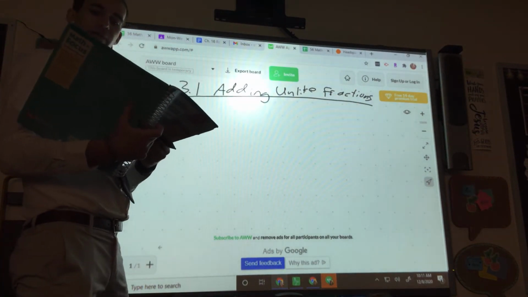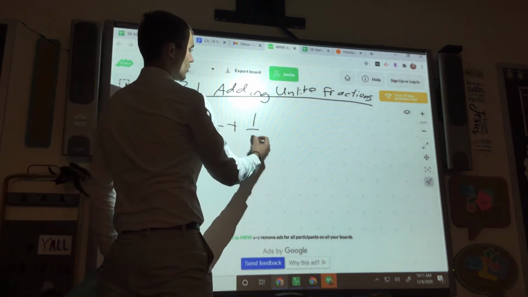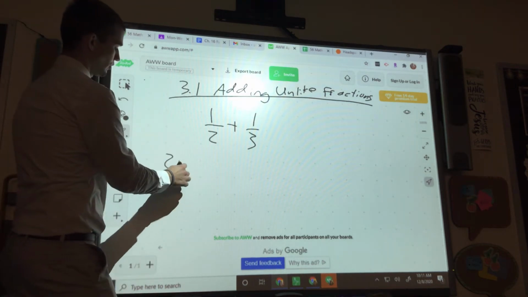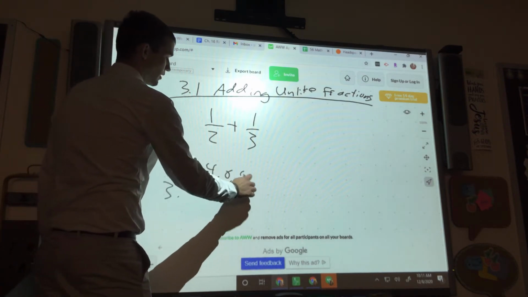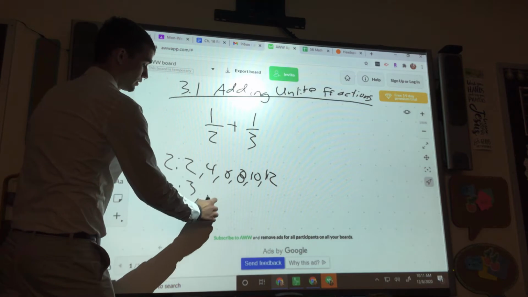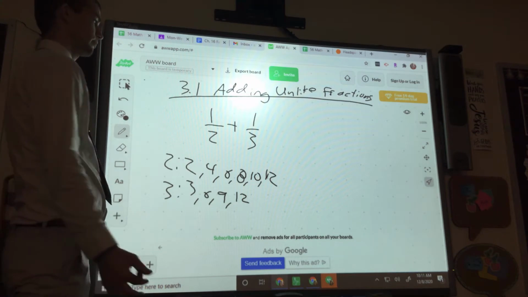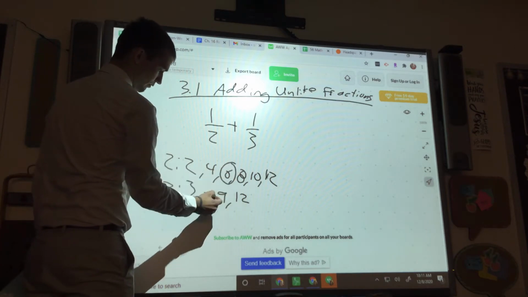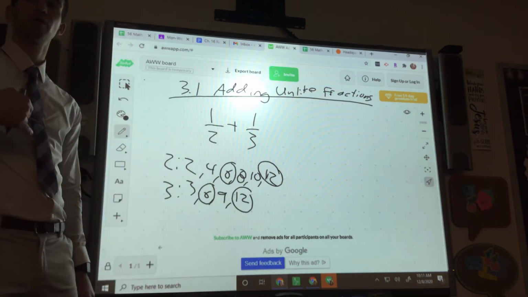So finding common denominators to add unlike fractions. For example, if you have 1/2 plus 1/3, what you need to do is figure out, what do 2 and 3 both go into? Remember we talked about this before. 2 goes into 2, 4, 6, 8, 10, 12. 3 goes into 3, 6, 9, 12. And you look and see where do they go into the same thing? 2, nope, 4, nope, 6, oh, that works. And you'll even notice 12 is in both of them. So you could use 6 or 12.